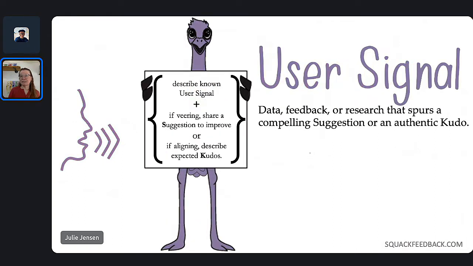Next is user signal. And this is really the data, feedback, or research that spurs that compelling suggestion or an authentic kudo. And when I'm a stakeholder giving feedback about someone's work, I think it's really great when I'm able to go back and look at all of the data, all of the signal that we've received, and I'm able to give that more compelling, more persuasive suggestion because I've been a part of collecting that user signal. I know what our users are doing and what's important to them.